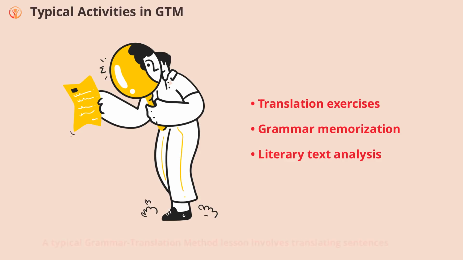A typical Grammar Translation Method lesson involves translating sentences or passages between the native language and English. Students might also memorize grammar rules, study vocabulary lists, and analyze literary texts. These activities are designed to reinforce grammatical accuracy and build a strong foundation in reading and writing. However, opportunities for speaking and listening are limited, which can make the learning experience feel rigid and less interactive.